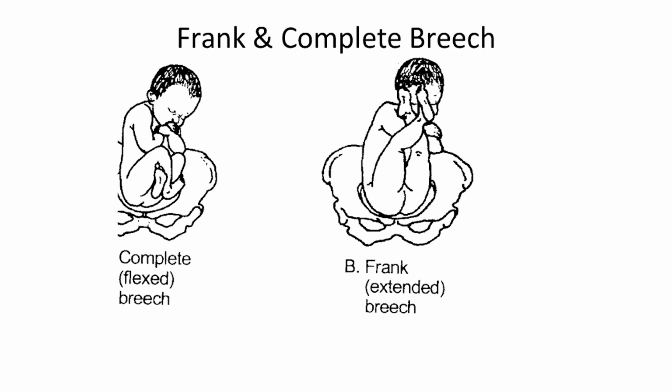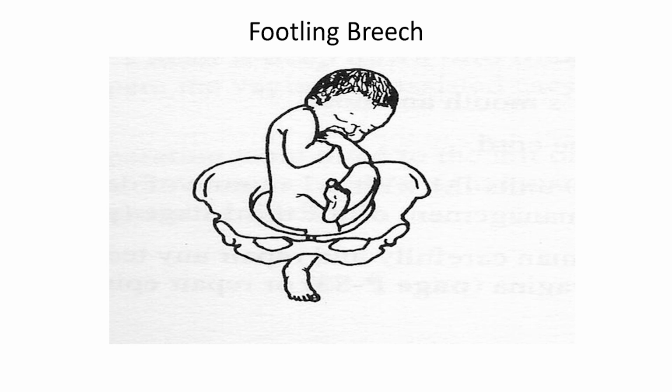Now, for the complete or the flex breech, I'm going to explain the relationship or the anatomic position of the legs. For the complete or the flex breech, there is flexion of the hip joint and also flexion at the knee joint, as shown in this diagram. Then for the frank or the extended breech, there is flexion at the hip joint and there is extension at the knee joint. Then for the footling breech, there is extension at both the hip joint and also the knee joint.